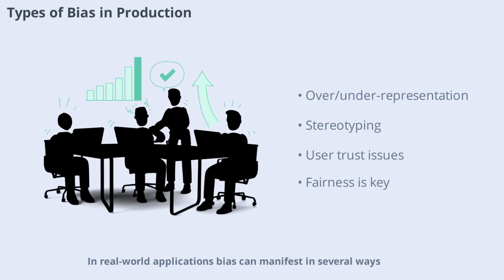In real-world applications, bias can manifest in several ways. Representational bias occurs when certain groups are over or underrepresented in the model's outputs. Stereotyping links specific jobs or traits to particular genders, ethnicities, or cultures. Automation bias happens when users accept the model's output as fact, even if it's perpetuating harmful stereotypes. Recognizing and addressing these biases is essential for building fair and responsible AI systems.